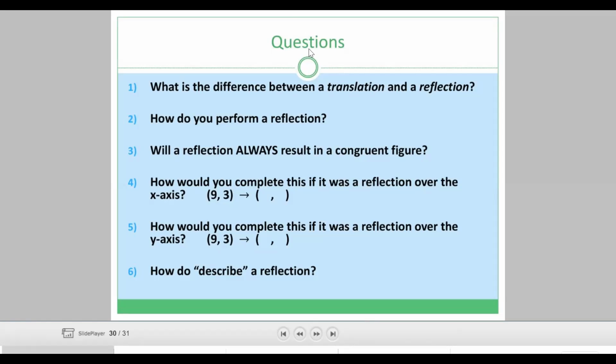Okay. So number 4. How would you complete this if it was a reflection over the x-axis? 9 and -3. Very good. The x's stay the same and the y's would change. Number 5. How would you complete this if it's a reflection over the y-axis? -9 and -3, I meant. Very good. -9, change the x and the y stays the same.